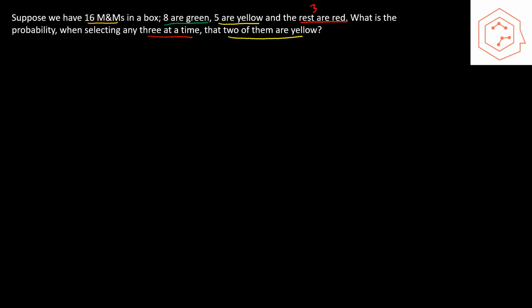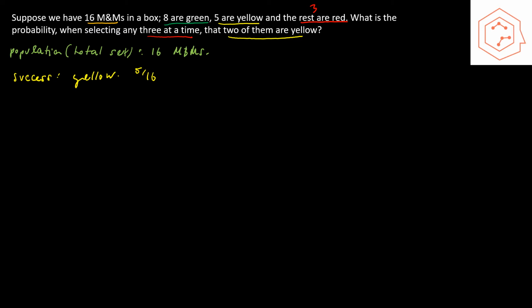So this question is really similar to the binomial distribution we saw in the last video. In this case, our population, or our total set, consists of 16 M&Ms. Our success, or what we're interested in this case, is pulling a yellow M&M. And since we have 5 yellow M&Ms and 16 total, the chance for the first M&M to be yellow is 5 out of 16.